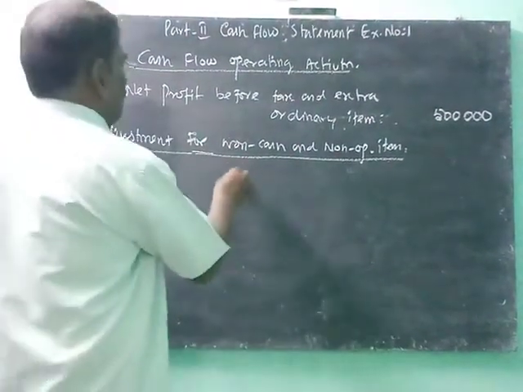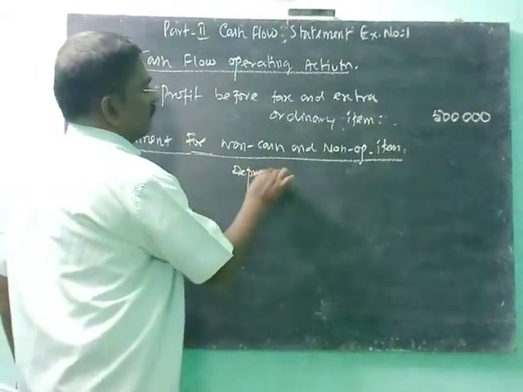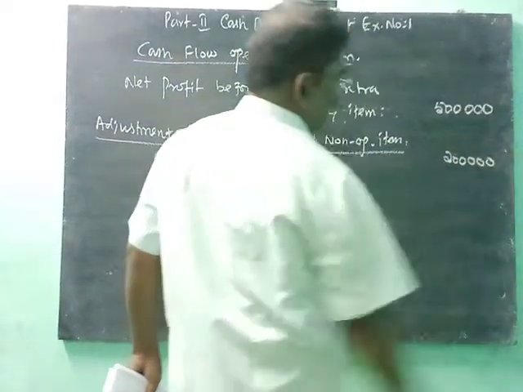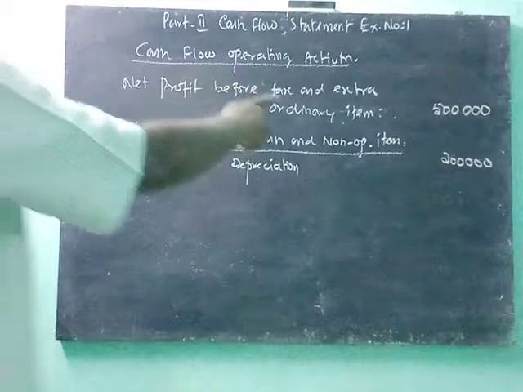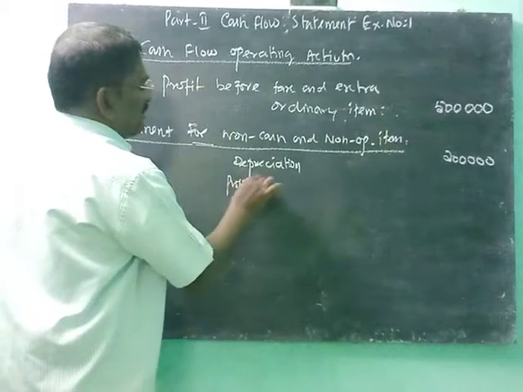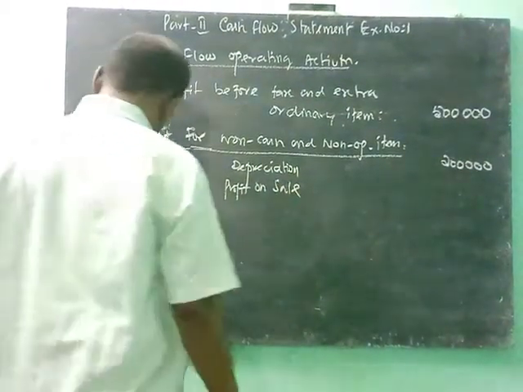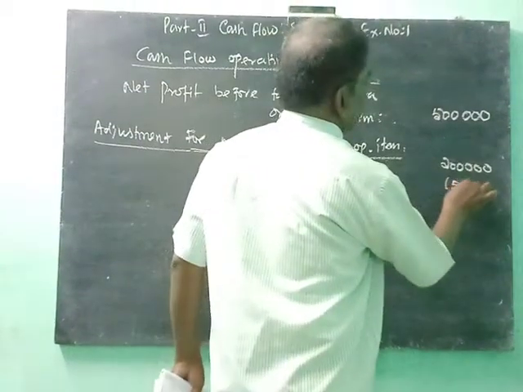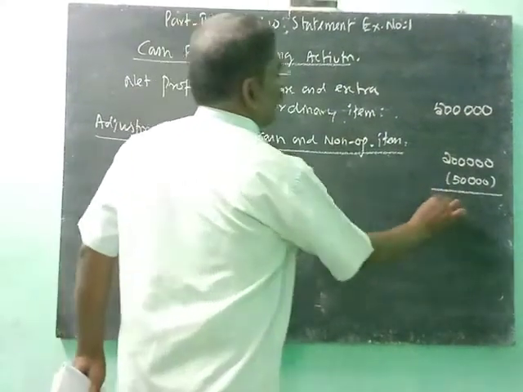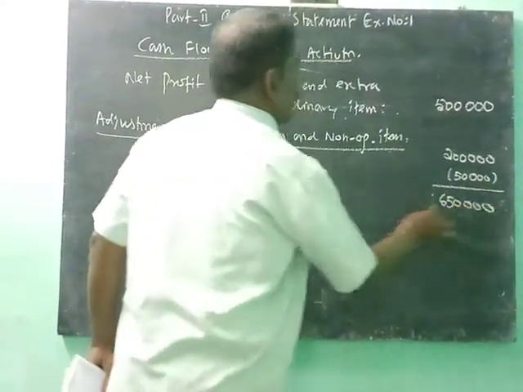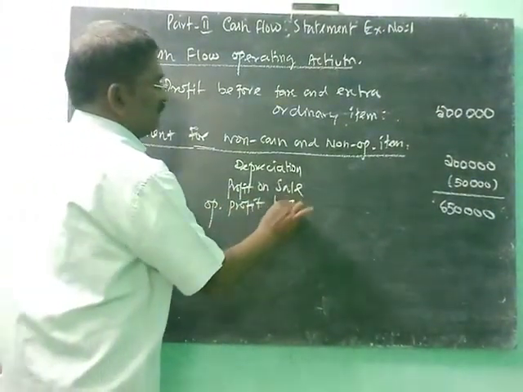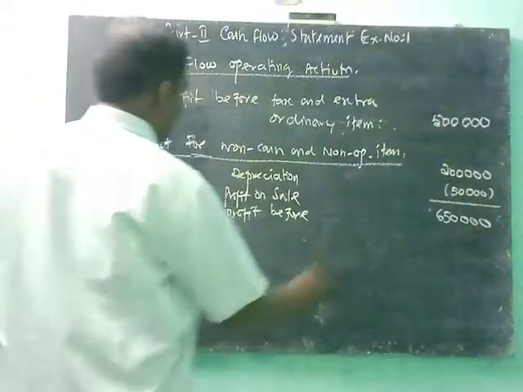In this problem, depreciation is given. Depreciation is a non-cash expense, so you add it to this 5 lakh. Then profit on sale is not related to the business, so you subtract it. So total 7 lakhs minus 50,000, that is 6 lakh 50,000. This is called operating profit before working capital changes.